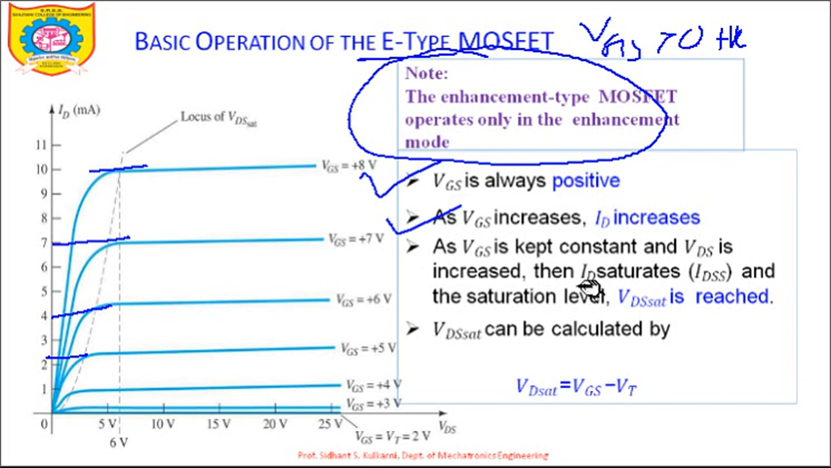If VGS is kept constant and VDS is increased, then ID saturates, and the saturation level VDS sat is reached. That saturation level of drain to source voltage is calculated as VDS sat equals VGS minus VT. Why is it VGS minus VT? Because VGS is the applied voltage and VT is the threshold voltage. So VDS saturation, if we apply the KVL theorem, we get VDS sat equal to VGS minus VT.